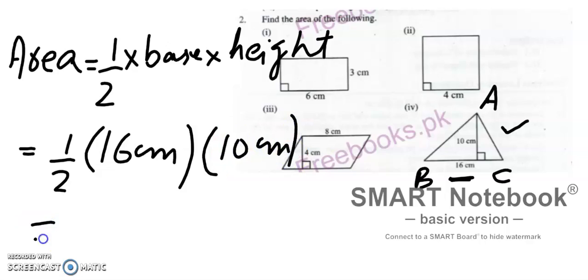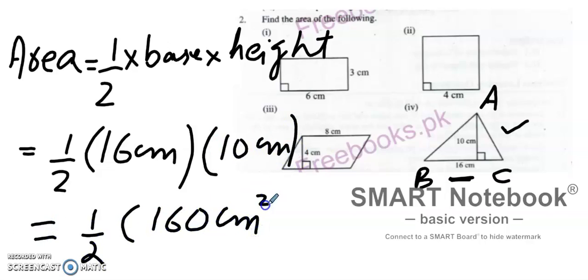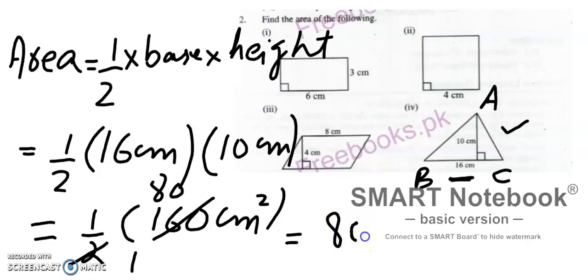So if you multiply 1 by 2 into 16 multiplied by 10, it will give you 160 centimeter square. But when you simplify this, definitely 2 will cancel with 160 and gives you 80. So in this case the area would be 80 centimeter square. 80 centimeter square is the area of your given triangle. So now we are done with question number 2.